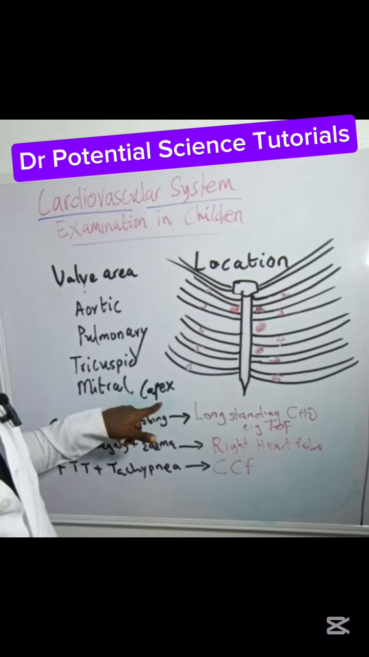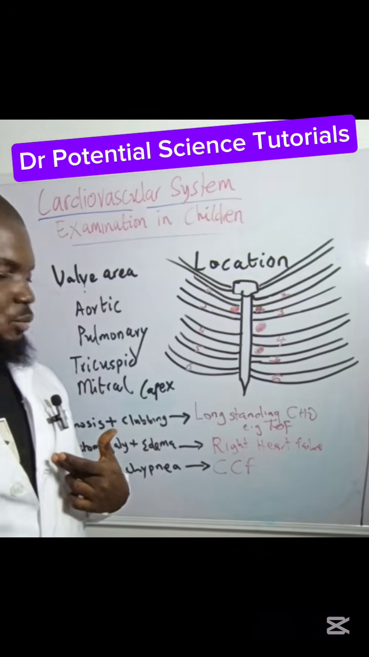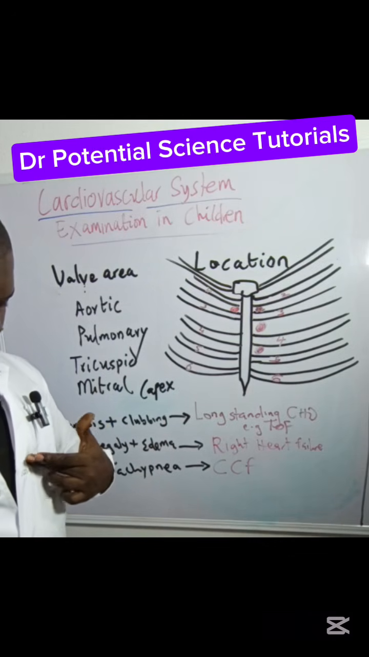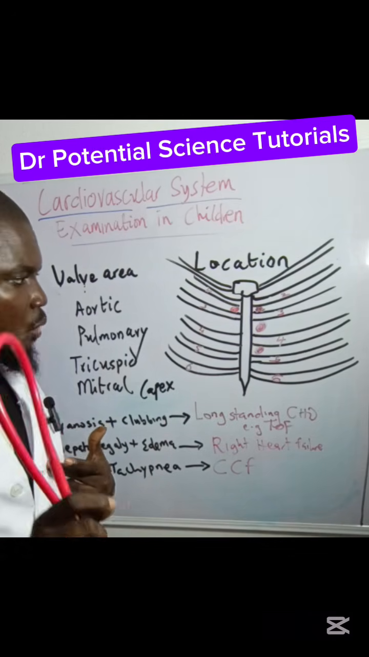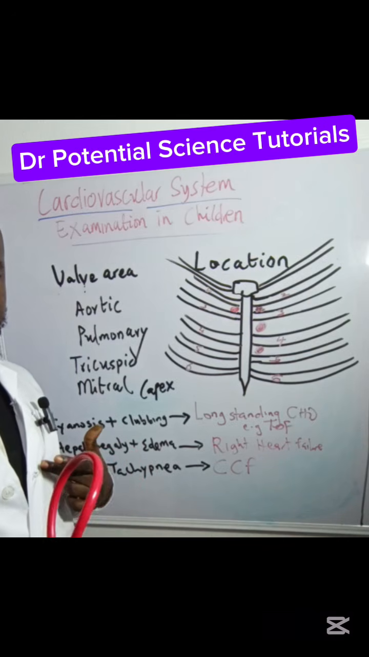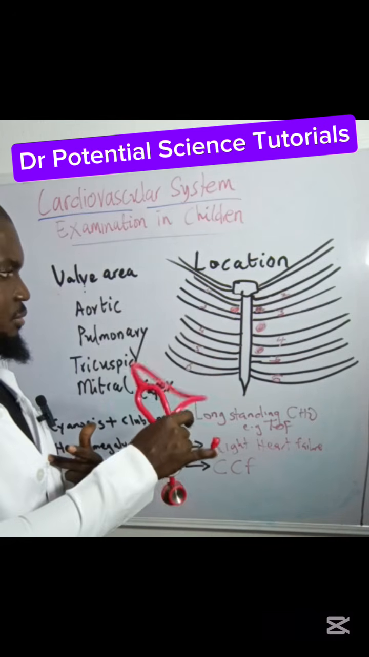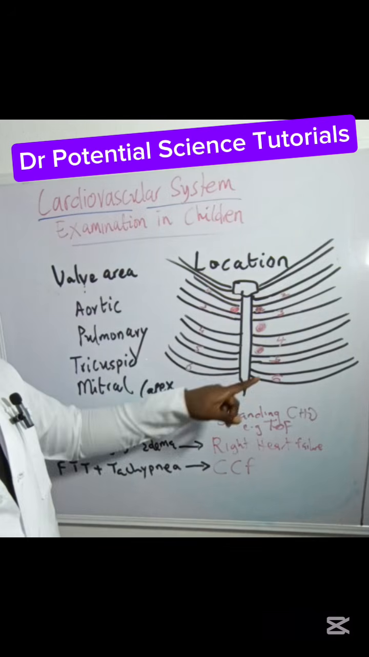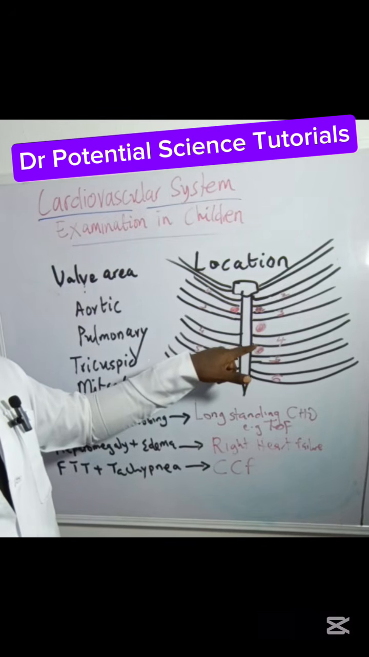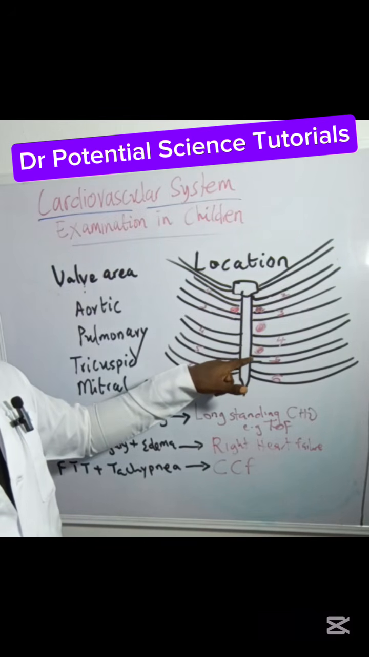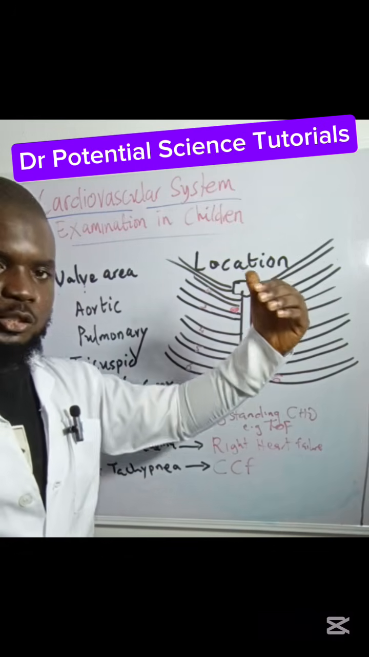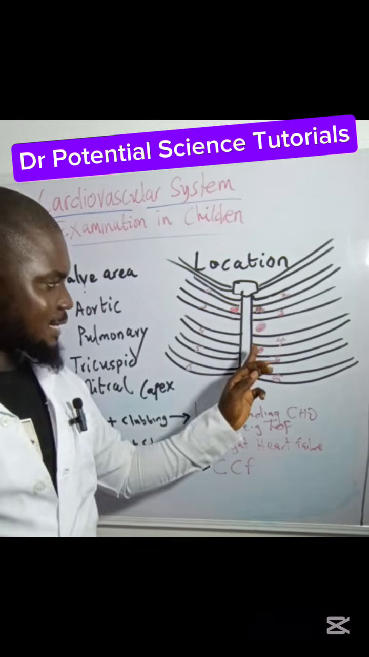The mitral valve, that is where the apex of the heart is located. The apex beat or the apex of the heart, can you see? It is the loudest part of the valves. That is where we have our mitral valve. And it is located at the fourth intercostal space, just lateral to the sternum. Fourth intercostal space, lateral to the sternum.